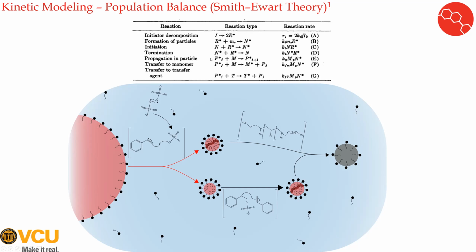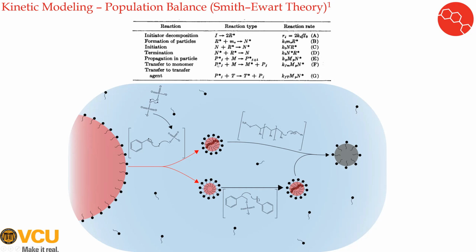The rows E and F describe the propagation, or the reactions that occur inside of a polymer particle. So row E represents the propagation in a particle where a monomer enters, it's not a radical, and there's a growing polymer chain inside that polymer particle. And so the monomer adds onto that chain, and we have now a polymer chain of length J+1, and it still has that radical on it.